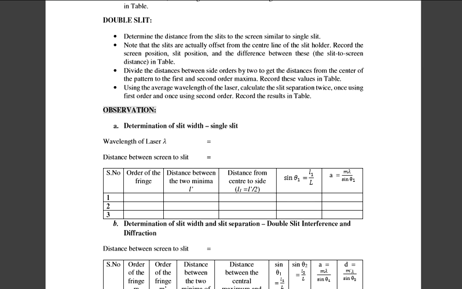Now let us see the procedure for double slit interference. Turn on the laser same as the single slit, determine the distance from the slit to the screen and record the screen positions. Turn off the lights and mark the first and second order marks. Note that the slits are offset from the center line of the slit holder. Divide the distance between the side orders and obtain the distance from the center of the fringe pattern to the first and second order maxima. Then record these in the observation table.